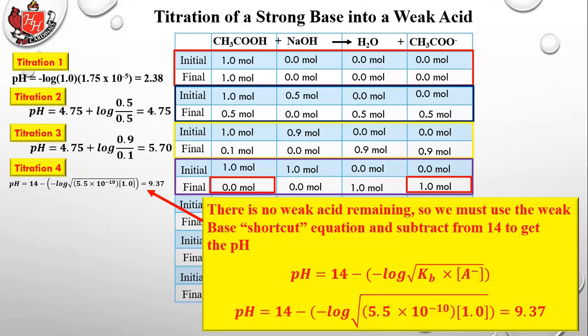Why? Because you have some of your conjugate weak base over there on the right, that 1 molar of conjugate weak base. You don't have any more strong base, you don't have any more weak acid, you just have that weak base, and that's going to make the pH up in the base range, which means up above 7.